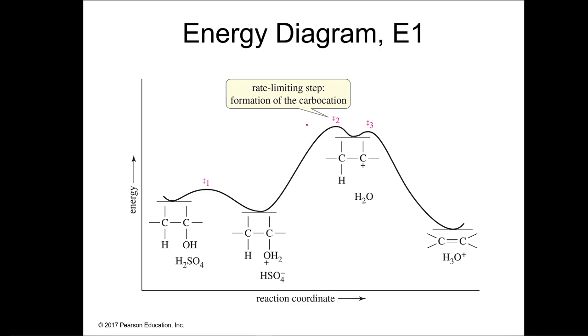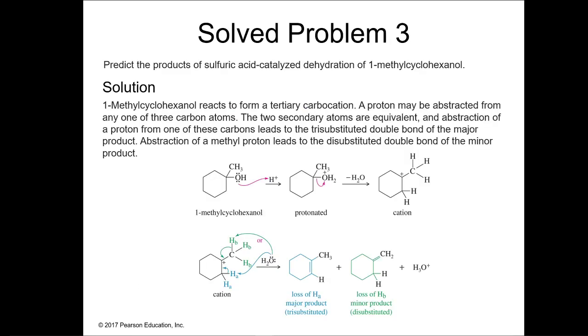We've looked at all this. This is all repeat from earlier chapters. It's the E1 mechanism. So here you can get rearrangement, or you can get two possible products, but your major product is going to be the more substituted one.